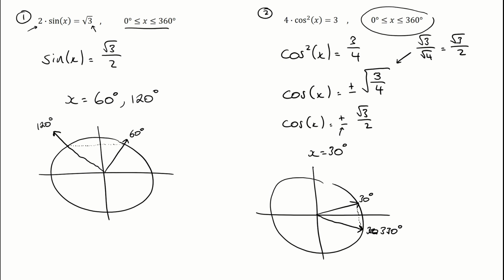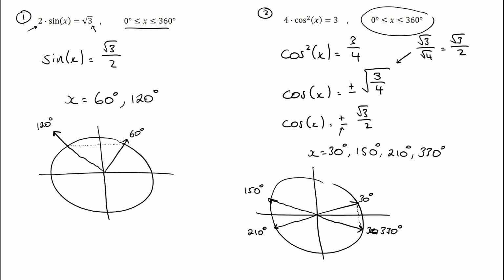330-degree angle. However, I'm also allowed the negative version, so I could come out here or I could come out down here. So I would be allowed this 150-degree angle or this 210-degree angle as well, because I'm allowed the positive or the negative version. So I get 4 solutions. I get 30 degrees, 150 degrees, 210 degrees, and 330 degrees.